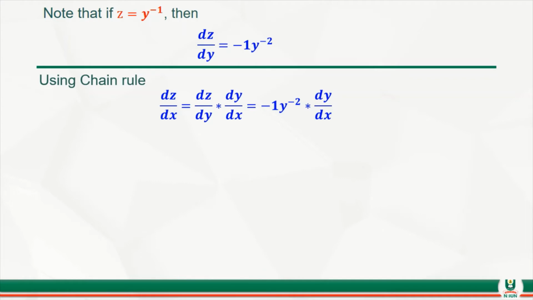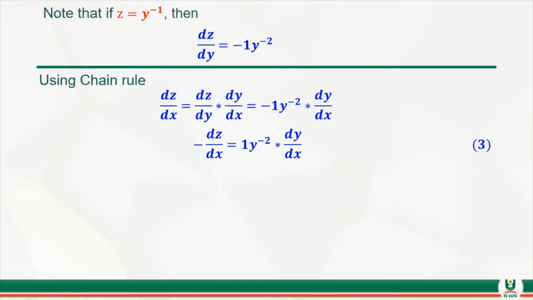So what do we need? We need to use the chain rule, which means that dz/dx is equal to dz/dy multiplied by dy/dx. In that case, we need to substitute dz/dy, and by the time we substitute it, we have this expression. Then don't forget that we need to multiply both sides by minus 1.